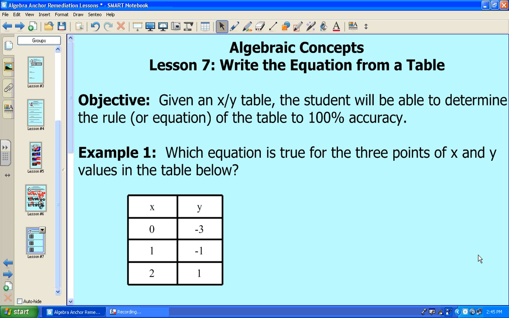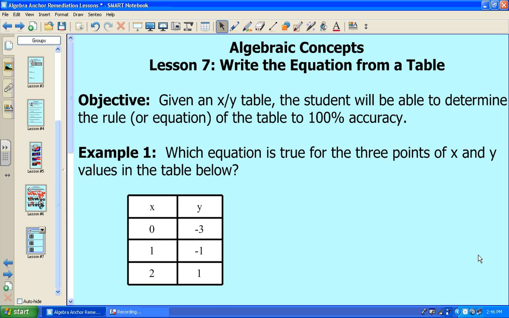All right, this is the final lesson in the algebra concepts. Lesson 7 is writing the equation from a table. The objective is, given an XY table, the student will be able to determine the rule or equation of the table to 100% accuracy. Now, you might be thinking, that sounds a lot like what we've already done.